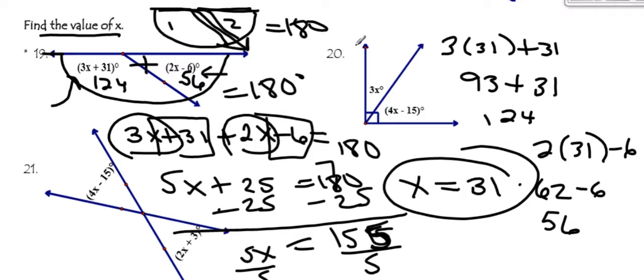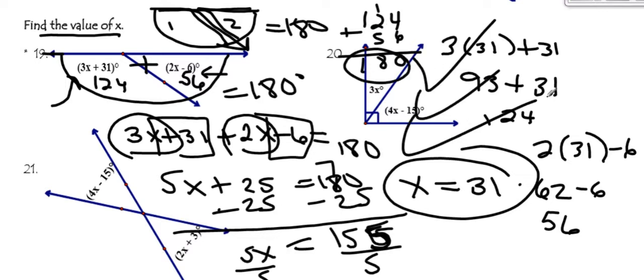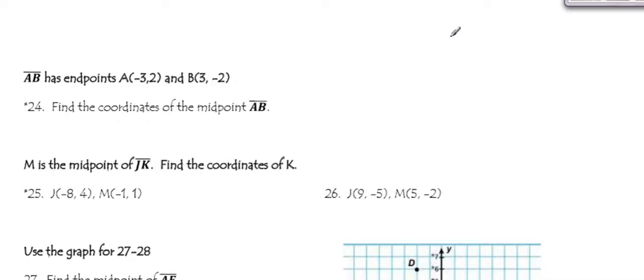And now we have to check. Does 124 plus 56 equal 180? And it does. So we're awesome. We did it right. Number 24, find the coordinates of the midpoint.